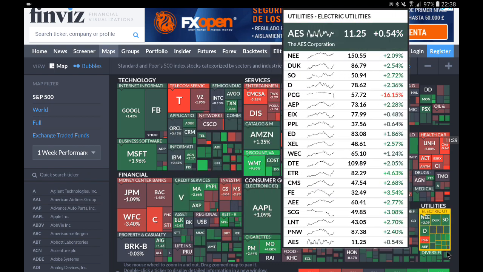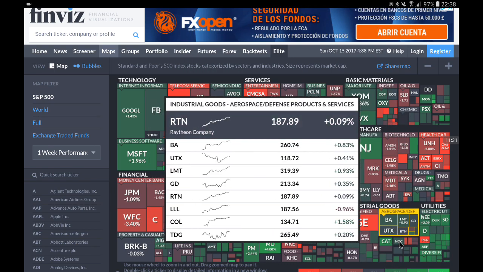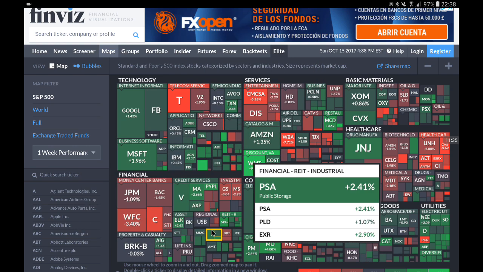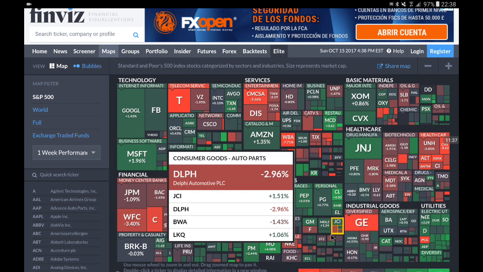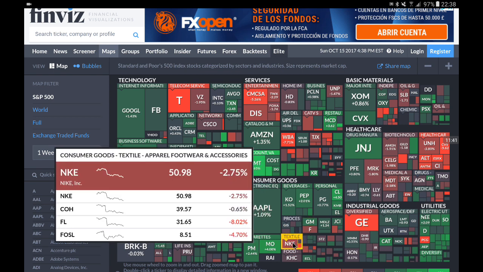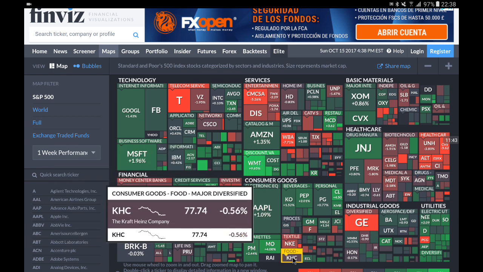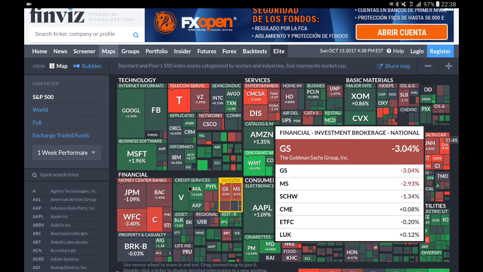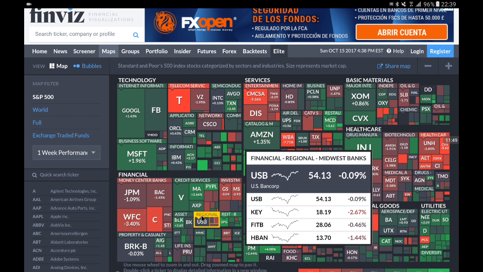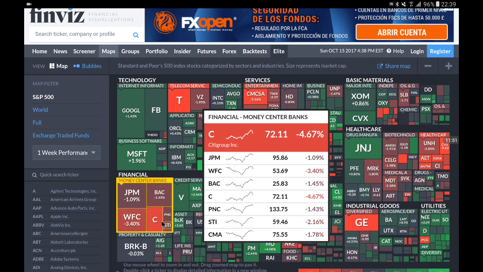Okay, utilities, great week for utilities. Industrial goods, great week for industrial goods, except for GE. And consumer goods, great week except for Ford, and over here bad week for Nike, and bad week for the Kraft Heinz company. And financials, let's say on overall that's a 50-50, but bad week for the four major banks.